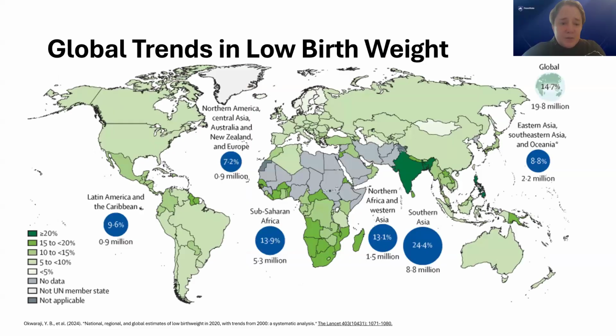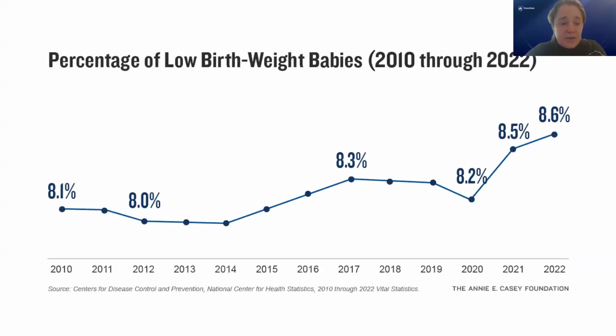And then global trends in low birth weight: you can see here that it's very high in South Asia and Sub-Saharan Africa, and globally about 15% of all births are born at low birth weight. Zooming in on the US, our low birth weight prevalence is increasing, and this could be due to the COVID-19 pandemic. So it's one of the reasons why we are testing this hypothesis.